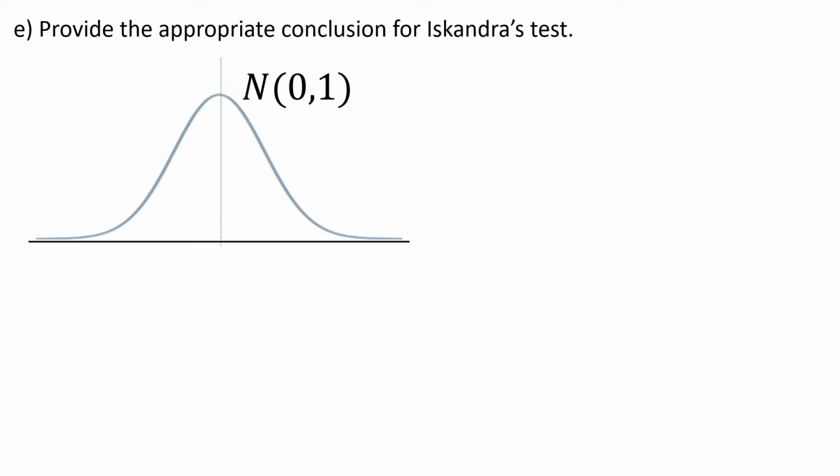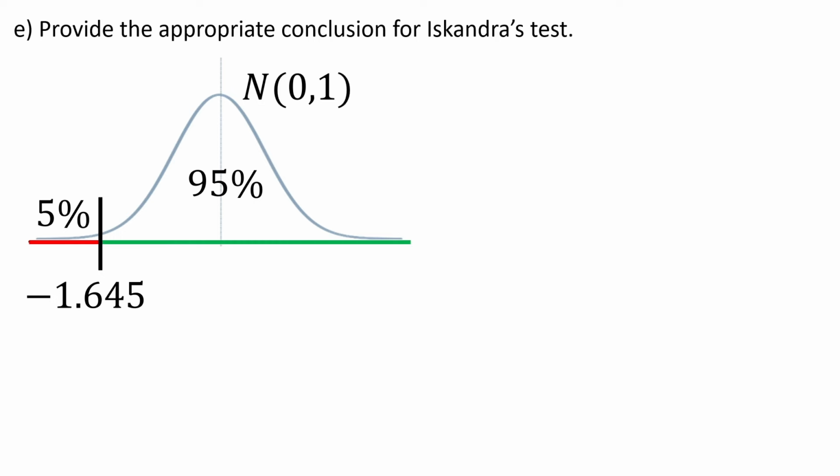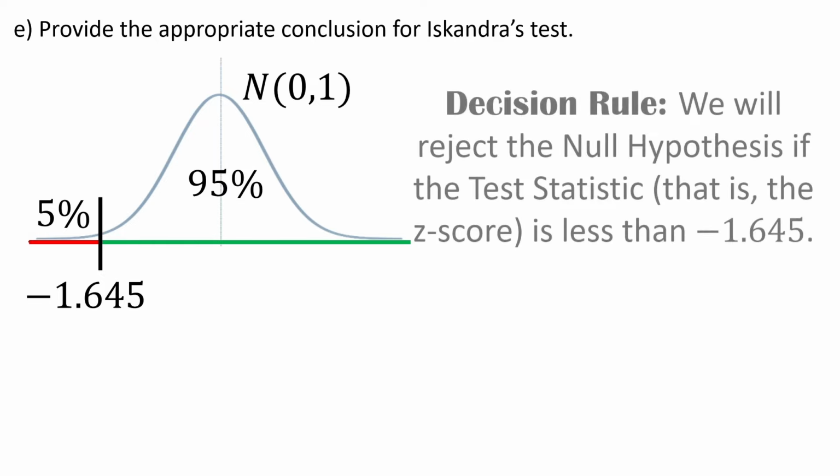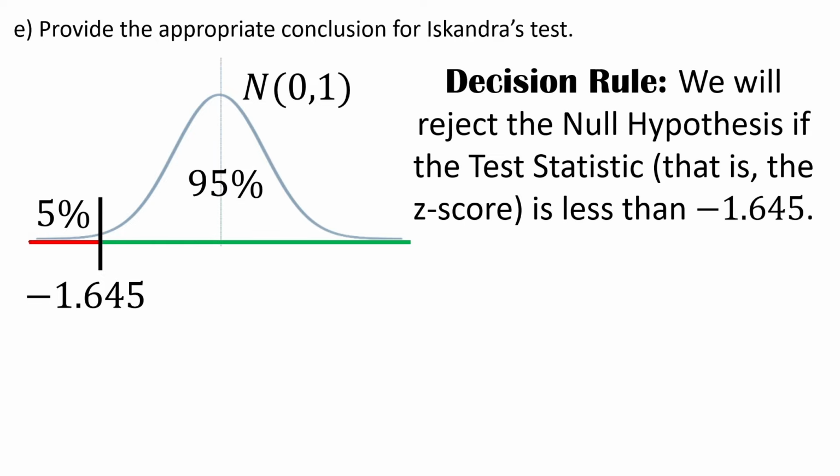So we're going to provide a conclusion. Here, just to remind you what the decision rule is, we're looking for the critical value which puts 5% into the lower tail because it's a 5% test. That critical value is minus 1.645 standard deviations. So the rejection region is to the left of that number. We don't reject if our test statistic is to the right. The decision rule is we will reject the null hypothesis if the test statistic, that is the z-score, is less than minus 1.645.